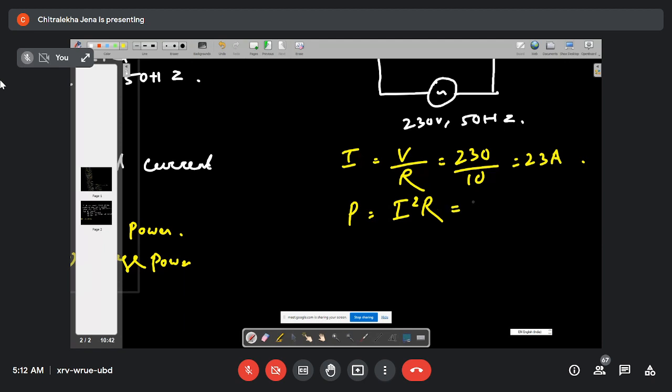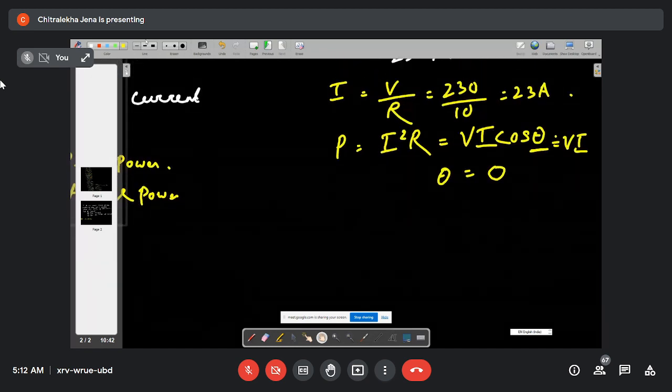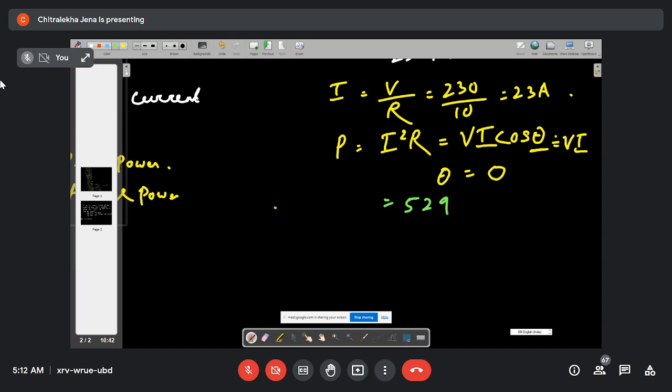Here I am telling you, you can also use VI, because your power is VI cos theta. Look here, what is the value of theta? Theta is equal to 0. Yes or no? Theta is equal to how much? 0. Because it's a purely resistive circuit, theta is equal to 0, so power is equal to VI. You can use VI, you can use I square R also. Any formula you can use, both answers will be correct. Now how much are you getting? This one will be 5290. Very good, you have calculated. Very, very good.